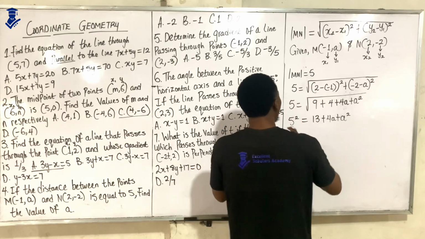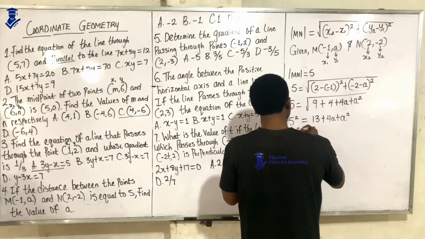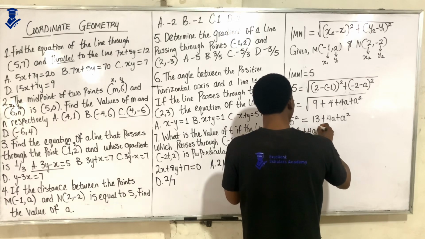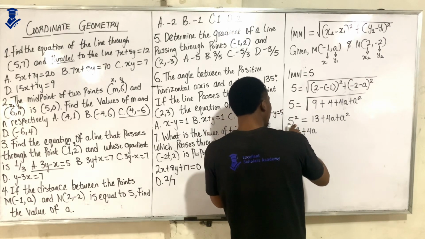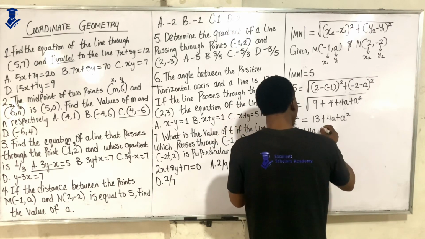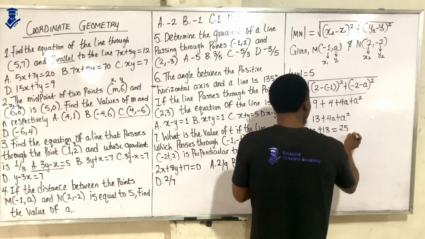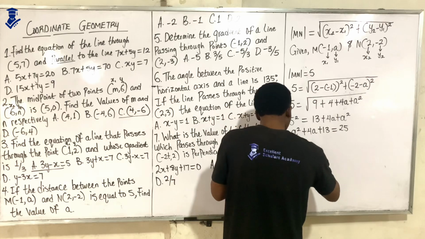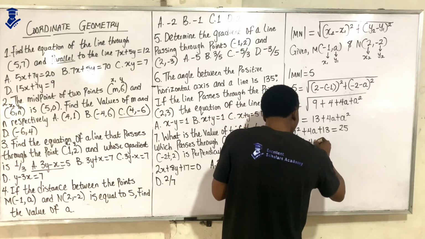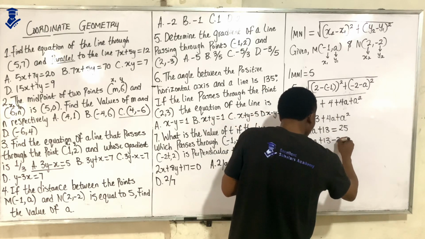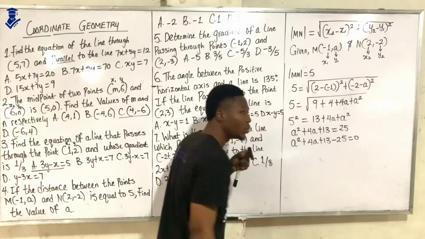Alright? Now, rearranging this, we're going to have a squared plus 4a. Now, this is 25, alright? Or you just put plus 13 is equal to 5 squared is 25. So take 25 to this side, it becomes what? a squared plus 4a plus 13 minus 25 is equal to 0.